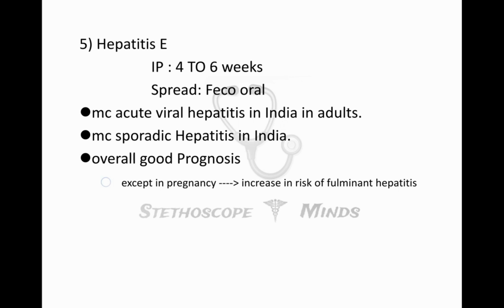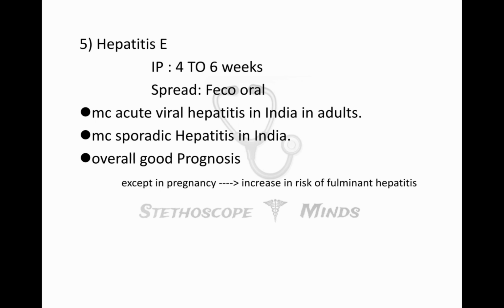And these are some one-liners. Most common acute viral hepatitis in India in adults is hepatitis E. As you recall, in hepatitis A, in children, if they ask about children, it is A. If they ask about adults, it is E. Next, most common sporadic hepatitis in India is also hepatitis E. And overall, good prognosis for hepatitis E, except in pregnancy. In pregnancy, it may increase the risk of fulminant hepatitis.